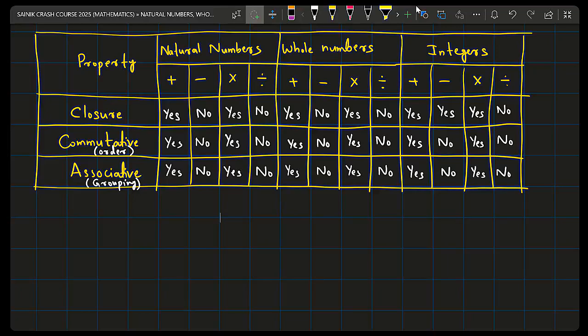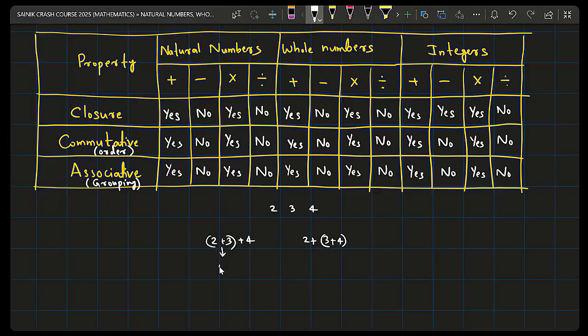I'll take one simple example. For example, you want to add 2, 3, 4. Which two do you want to group first? Suppose you want to group 2 and 3, or you want to group 3 and 4. If you group 2 and 3, the remaining number is 4. If you group 3 and 4, the remaining number is 2, right? Whichever are grouped should be done first.